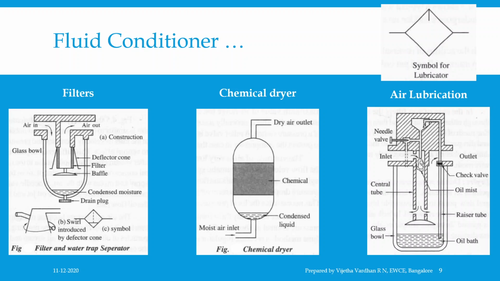The air oil mixture, because of the high velocity of air, swirls. It leaves the central tube, resulting in excess large particles of oil being thrown out of the airstream and falling back to the oil bath.